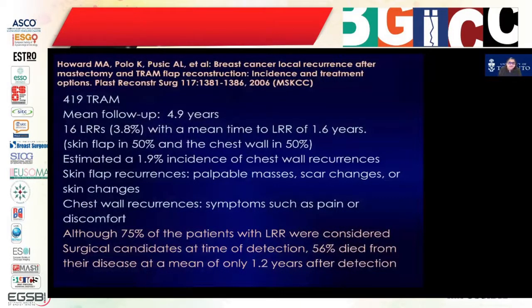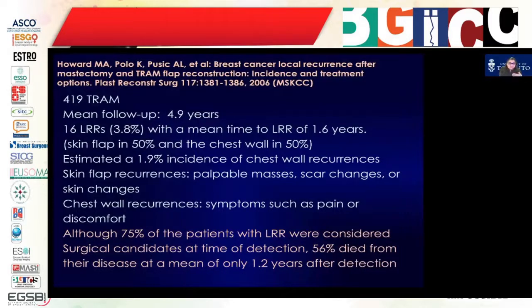This is an old paper coming from Sloan Kettering, and they talked about the incidence of recurrences in these women with TRAM reconstruction. We're talking about TRAM now. And what they found is that patients with a local recurrence in these women can present as pain or discomfort, because all these recurrences are situated on the chest wall.